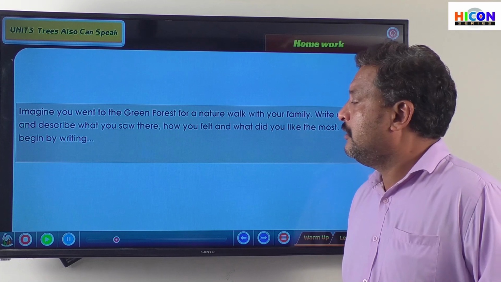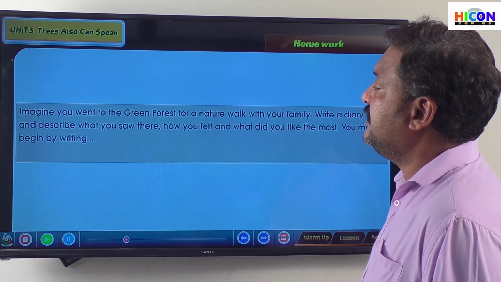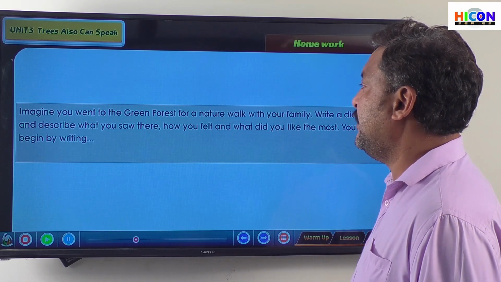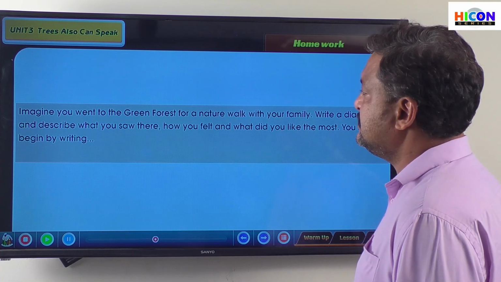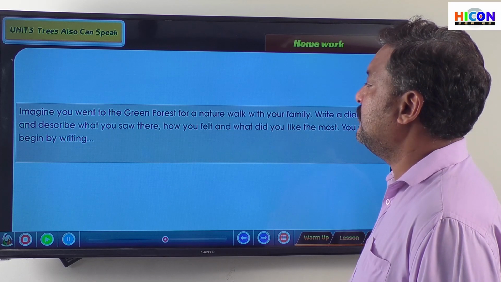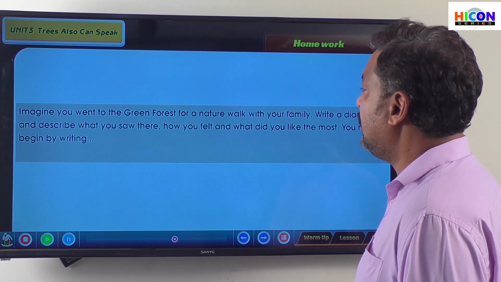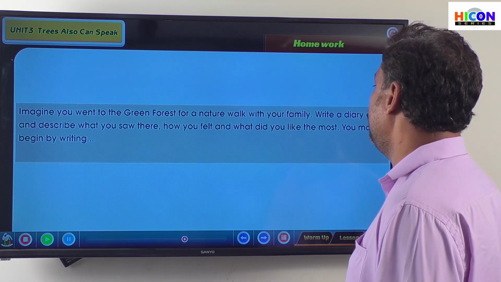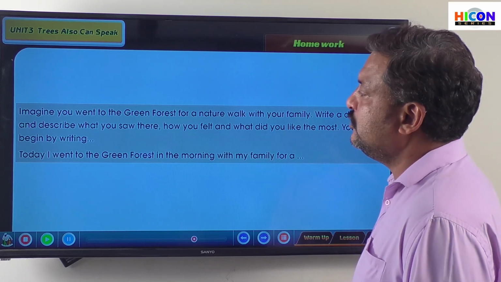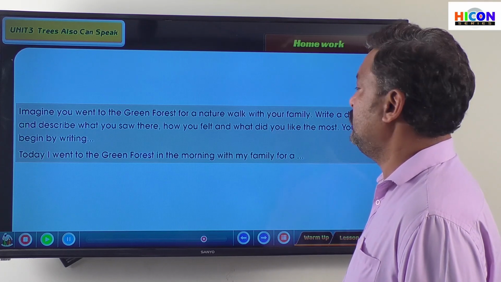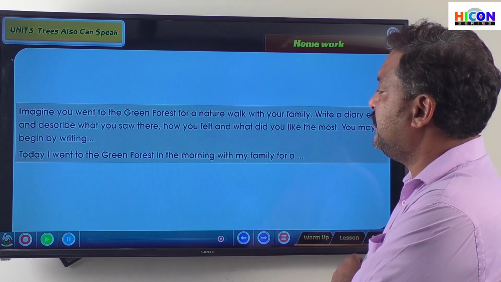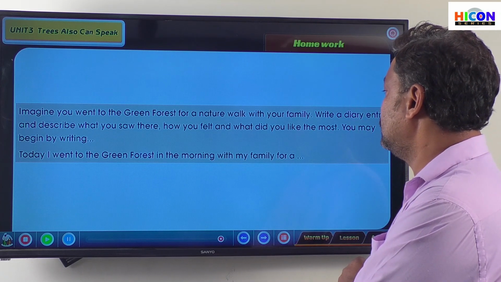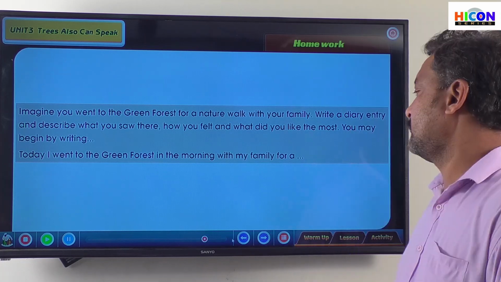Homework. So what's the homework given here? Imagine you went to a green forest for a nature walk with your family. Write a diary entry and describe what you saw there, how you felt, and what you liked the most. You may begin your writing with, today I went to a green forest in the morning with my family for a picnic.